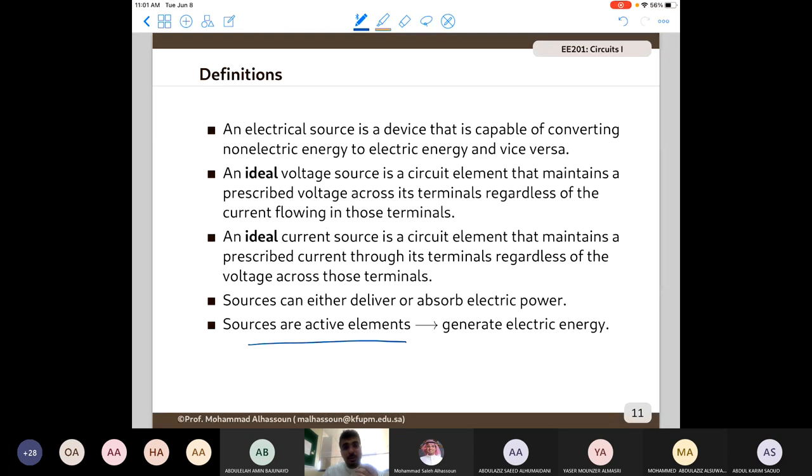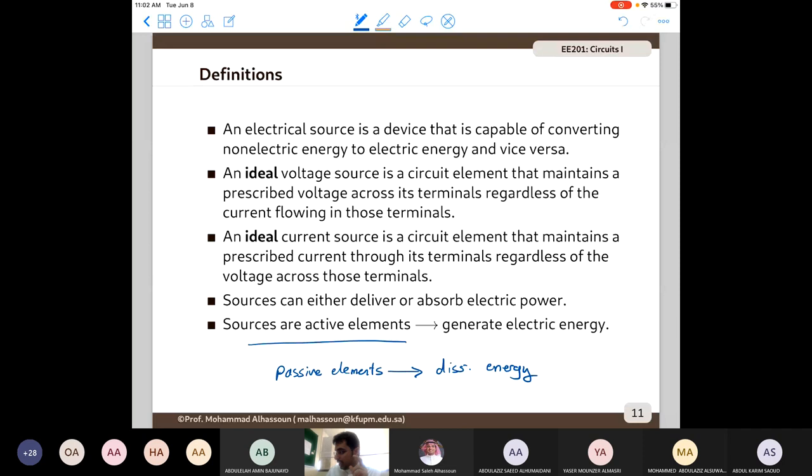Comparing them to passive elements, passive elements do not generate energy, they dissipate energy or dissipate power. So this is just an introduction about sources.